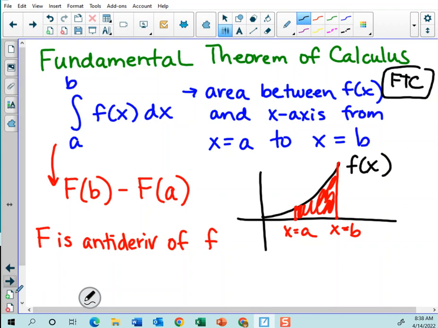Okay. So FTC, step 1, find the antiderivative of little f. Step 2, plug in b and a into that new big F. Step 3, subtract those. Okay.